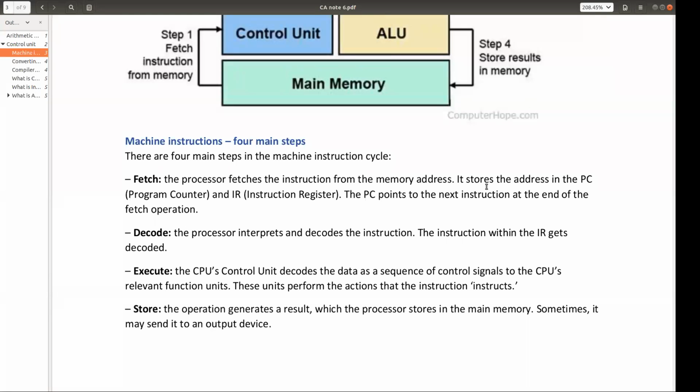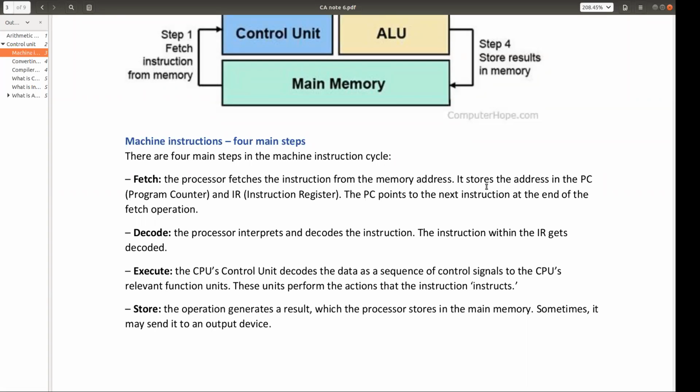Another is the instruction register. In the instruction register all the instructions are stored. Now it is written for the program counter also: the PC points to the next instruction at the end of the fetch operation. So that is written again here also. So this is the fetch operation.